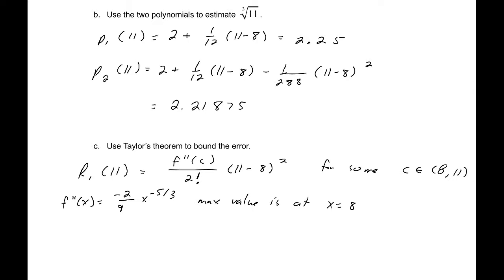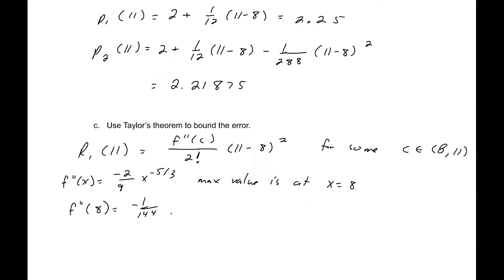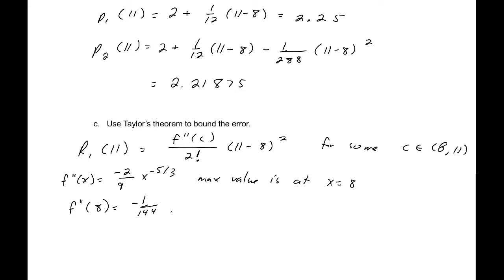Okay, so at that point, f double prime of 8 is negative 1 over 144. So that is the greatest value of that function at that point. So what we can then do is take this to be our M. Right? f double prime of c is less than or equal to 1 over 144.